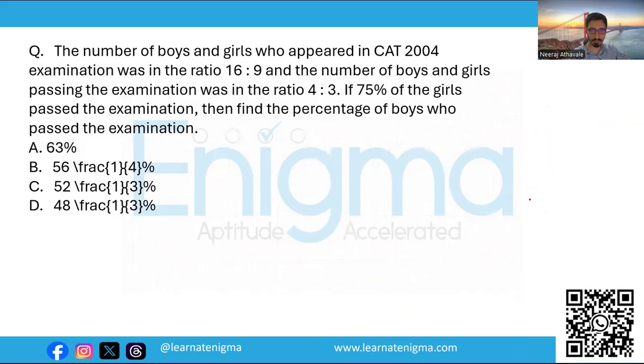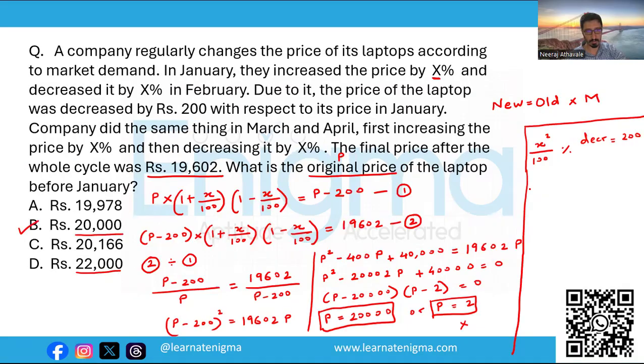So solving this, we will get that X is nothing but 10. Substituting that 10 percentage. So 10 square upon 100 percentage of 20,000. We have got the original price now. And this comes out to be 200. So therefore, x is equal to 10.